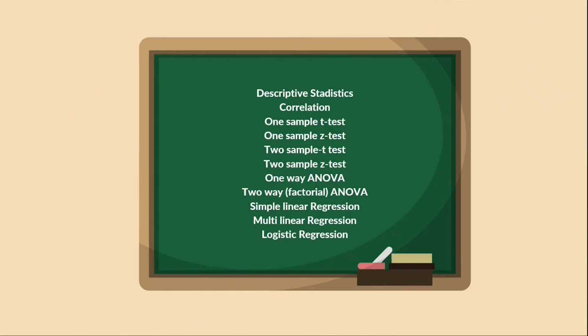So far, we have studied descriptive statistics, correlation, one-sample t-test, one-sample z-test, two-sample t-test, two-sample z-test, one-way ANOVA, two-way ANOVA or factorial ANOVA, simple linear regression, multilinear regression, and logistic regression.